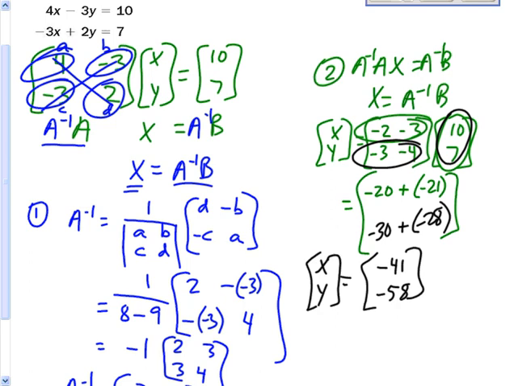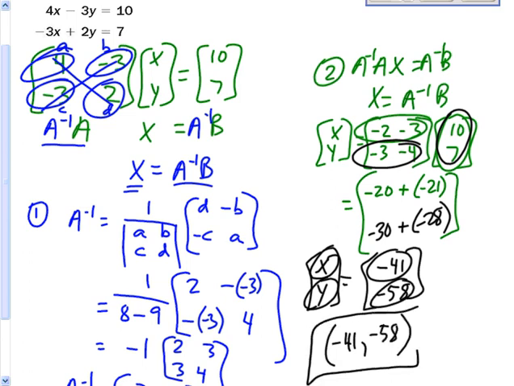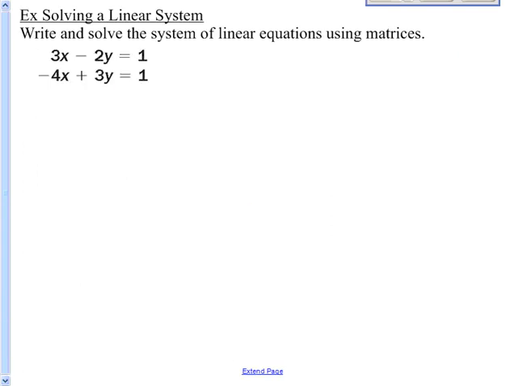So that means X must be -41 and Y must be -58. Remember, we were given a system of linear equations. So that's where those two lines cross, right there, at -41, comma, -58. Okay, let's look at another one here. Let's write and solve this one.